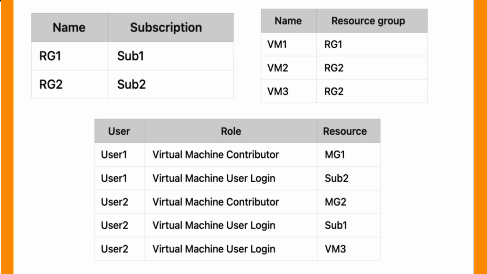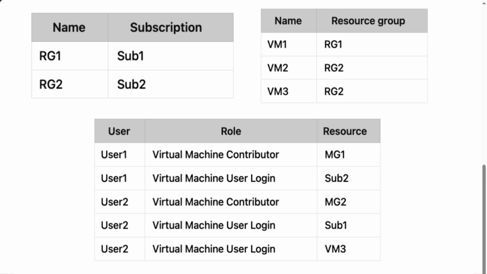Looking at the role assignments, User 2 has virtual machine contributor role on MG2 and virtual machine user login roles on Sub 1 and VM3. However, none of these assignments provide the necessary scope and permissions for disk management on VM3. Here's the detailed analysis. VM3 is located in resource group RG2, which belongs to subscription Sub 2.